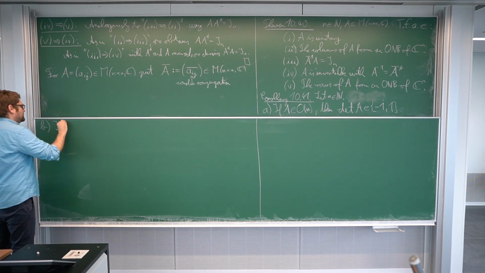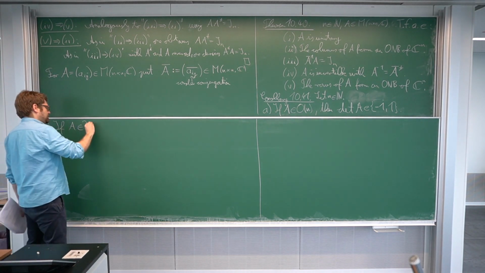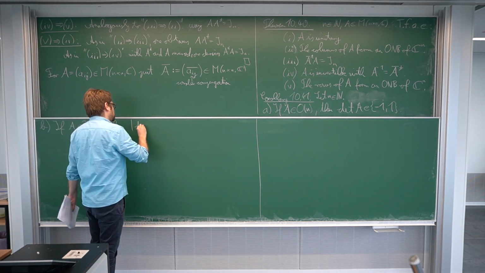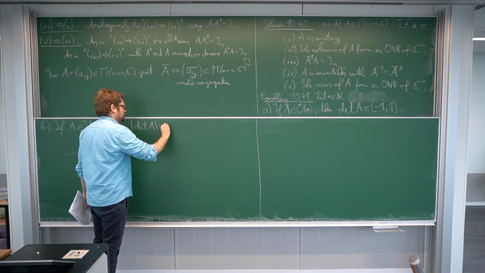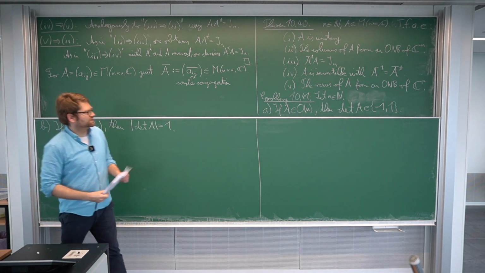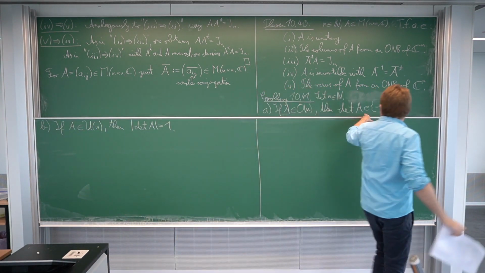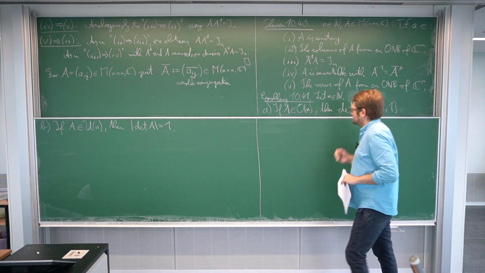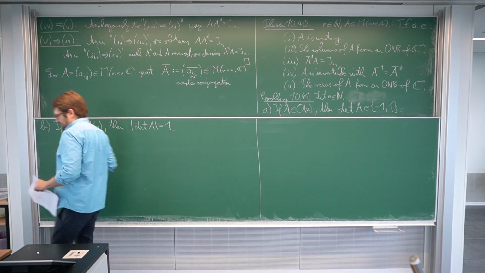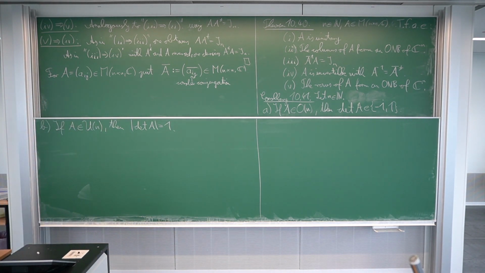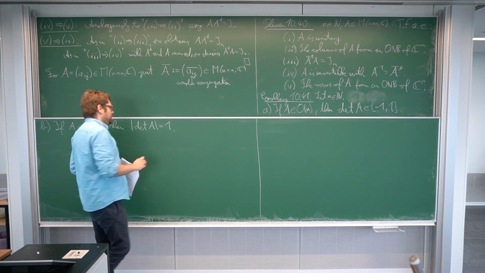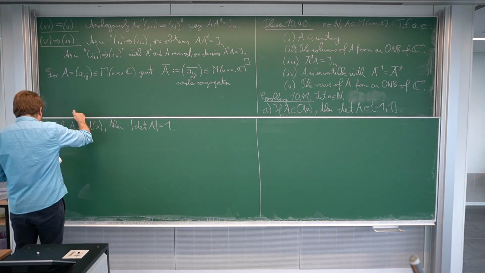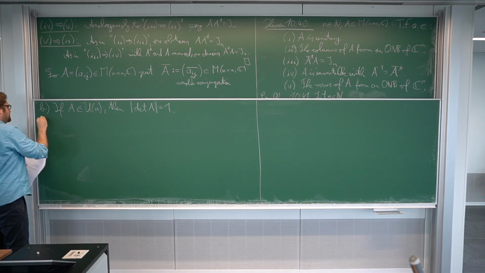Part B: if A is a unitary n by n matrix, then the absolute value of the determinant is 1, which would be the same here. I mean, this is equivalent to saying the determinant is 1 or -1 in the real case, since this is a real number. But here, of course, this could be any number on the unit circle in the complex numbers. So this is a bit more general here. Okay, how to see this? We just need to combine what we've seen before.